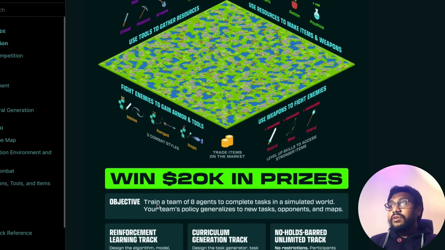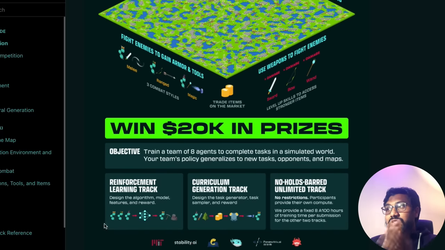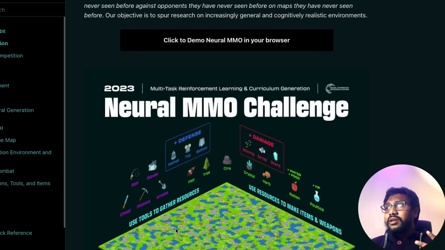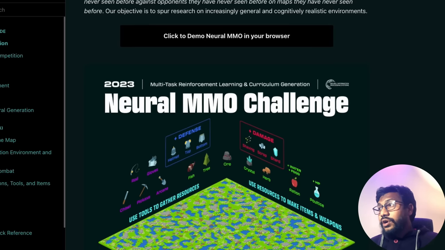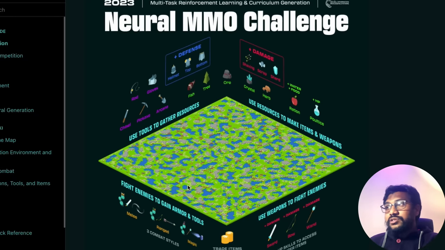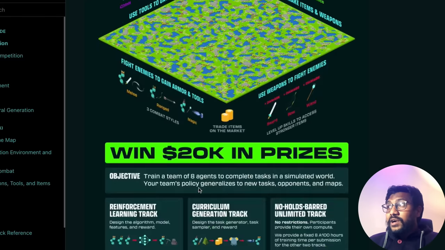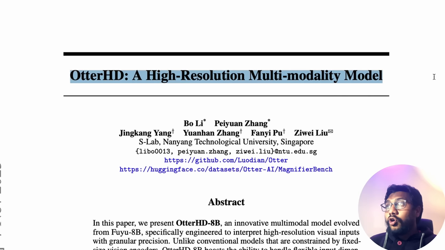The objective: train a team of 8 agents to complete tasks in a simulated world, where your team's policy generalizes to new tasks, opponents, and maps. This is a reinforcement learning track, and there are a bunch of sponsors like Stability AI and MIT. The idea is that you have a reinforcement learning based agent who is expected to generalize better than what it was trained for. There are also a bunch of resources, tools and techniques. So if you're interested in reinforcement learning, definitely participate and see if you win.